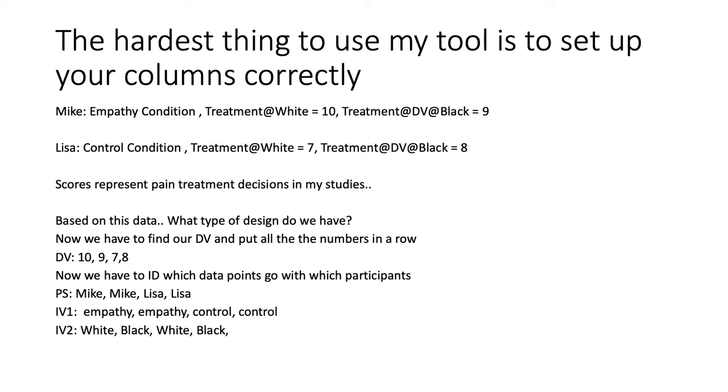I see that Mike's in the empathy condition. And I'm looking at Lisa's in the control condition. They're not both in each. So I know that's a between subjects variable, empathy versus control. But then I see that they both provided scores, treatments for white and black patients or targets. And so we have scores for those. Race then would be a within subjects variable in this design.